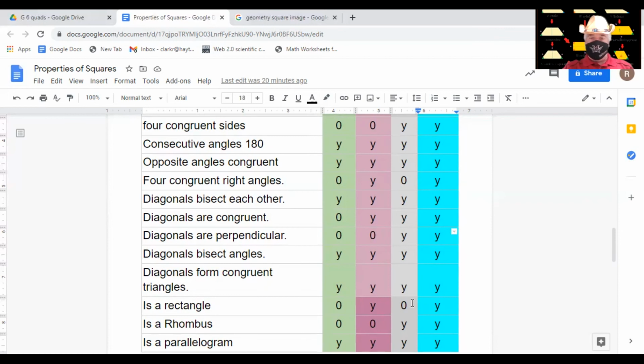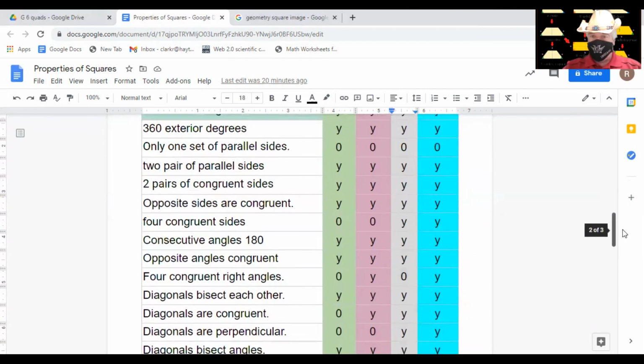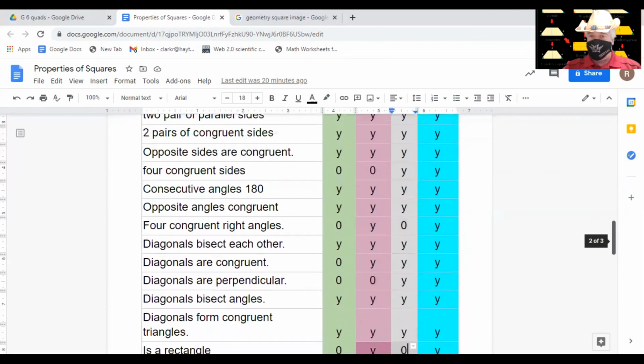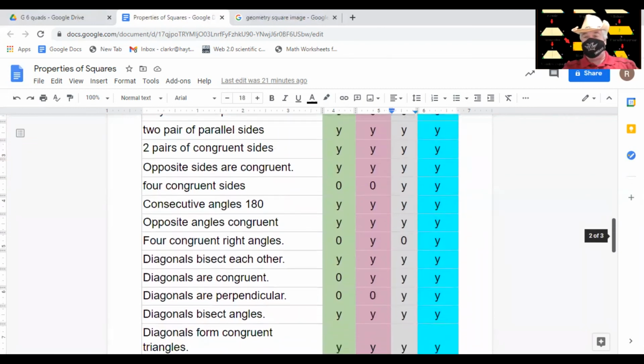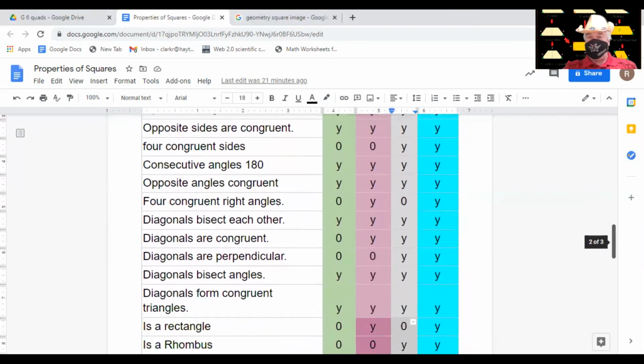And then there's a zero down here. A rectangle and a rhombus are not the same thing. So the rhombus column should have 1, 2, 3 zeros. Make sure you got your zeros where I got my zeros. And then everything else is a yes. That rhombus test is going to be really easy.